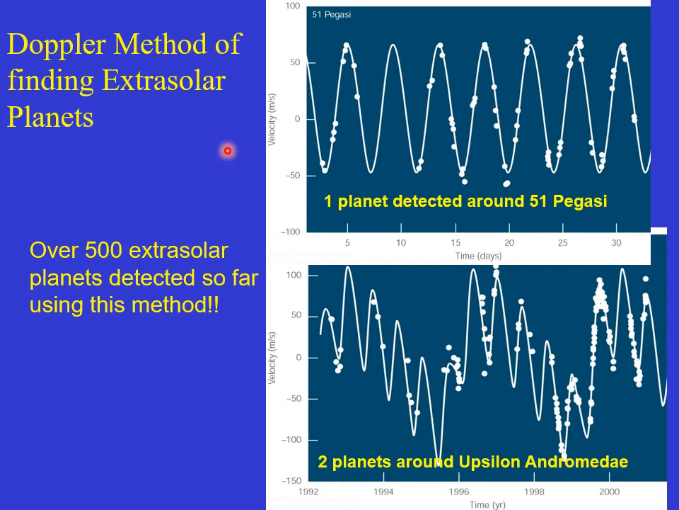The first ever exoplanet was actually found using the Doppler method. These data points here show the velocity of the star measured with the Doppler method, and you can see it fits very well to this line, which is the model. This is the detection of the first planet, called 51 Pegasi, the first ever extrasolar planet found around another star. As of today, there are over 500 extrasolar planets that were detected using this Doppler method.